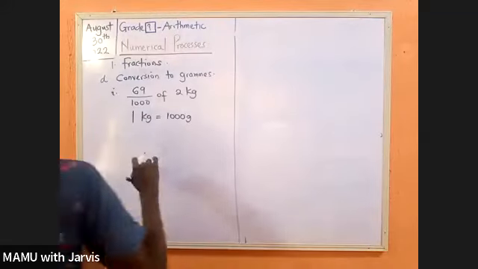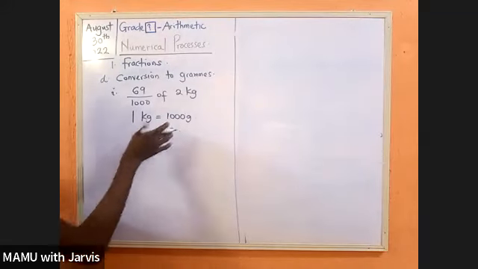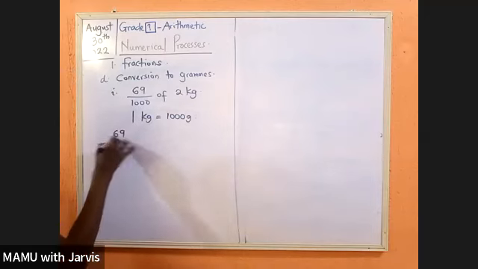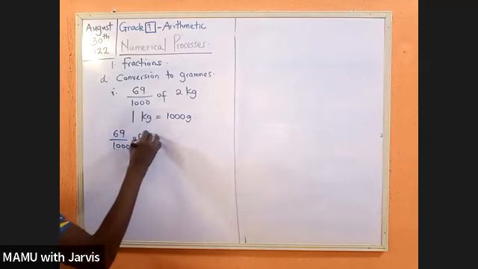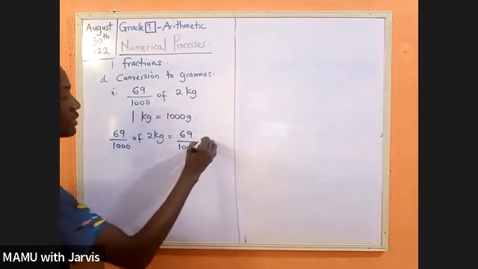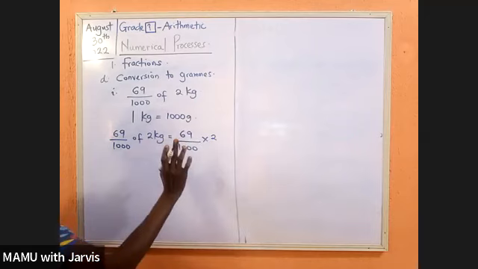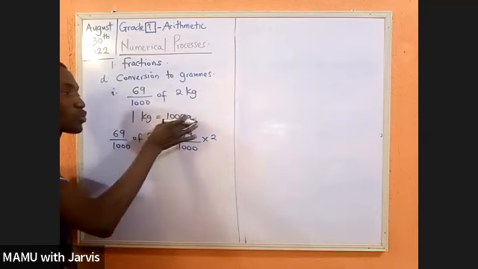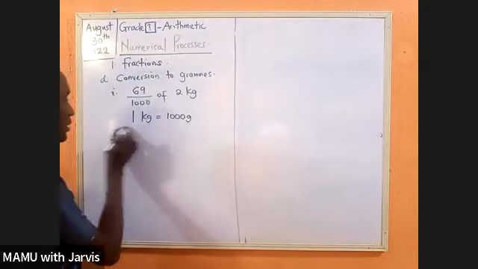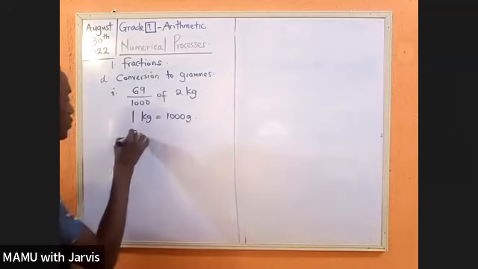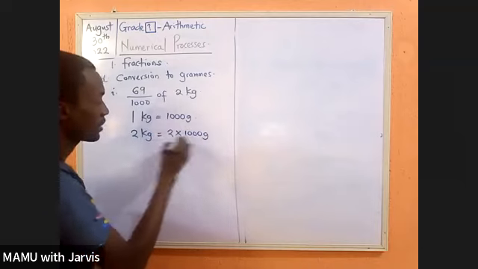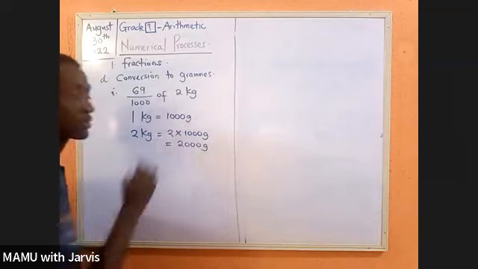All right. So with this sorted out, the next thing we expect you to do will be this. We simply now say what? 69 over 1,000 of 2 kg. How is that done? This will be simply 69 over 1,000 times 2. Remember that we had 1 kg giving us 1,000 grams. Maybe we should do something else. So what will 2 kg be? 2 kg will simply be 2 times 1,000 grams, and that will be 2,000 grams. Is that clear?